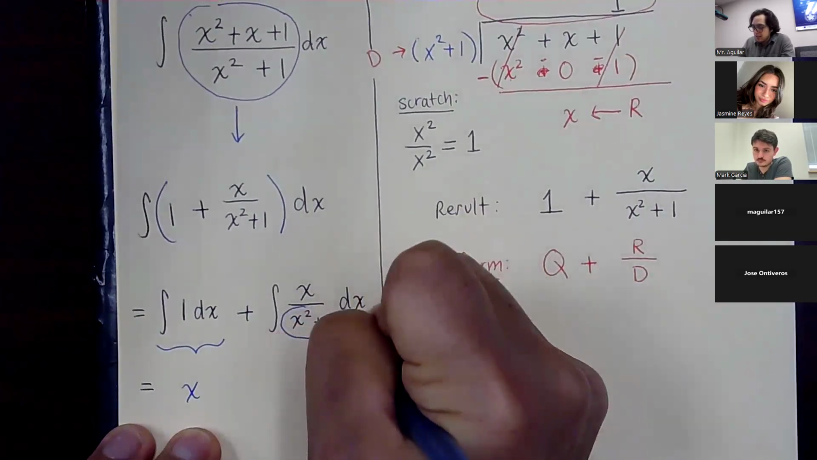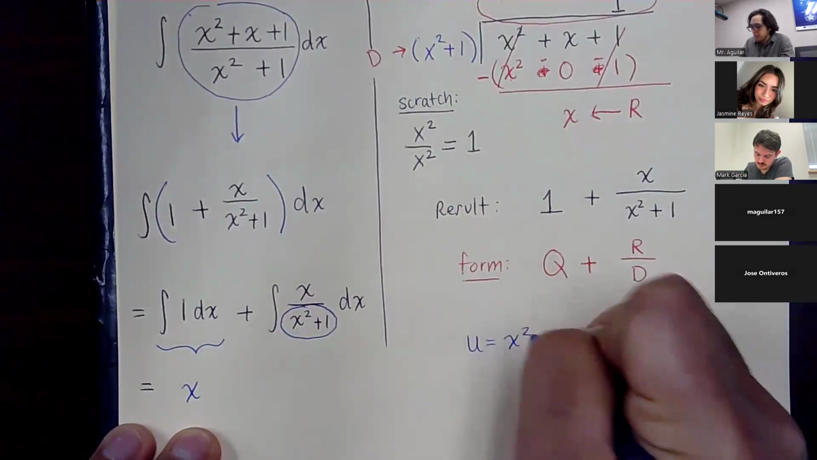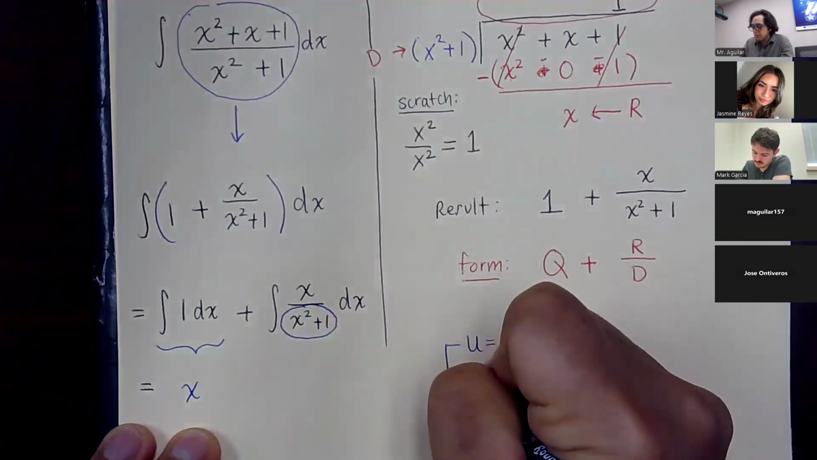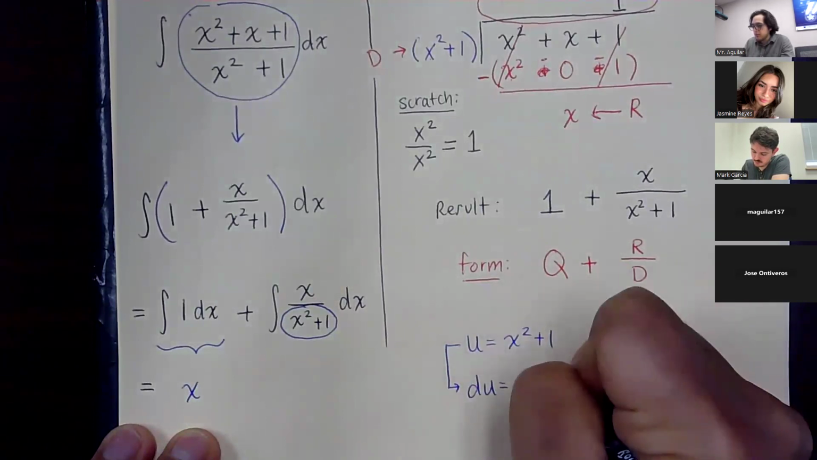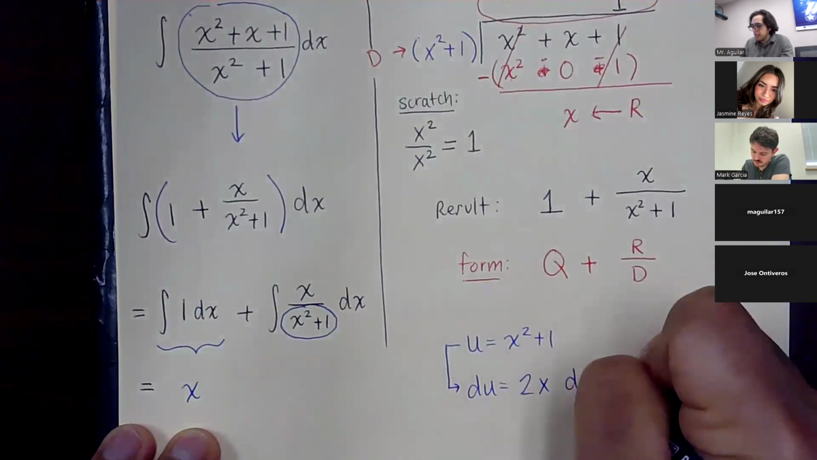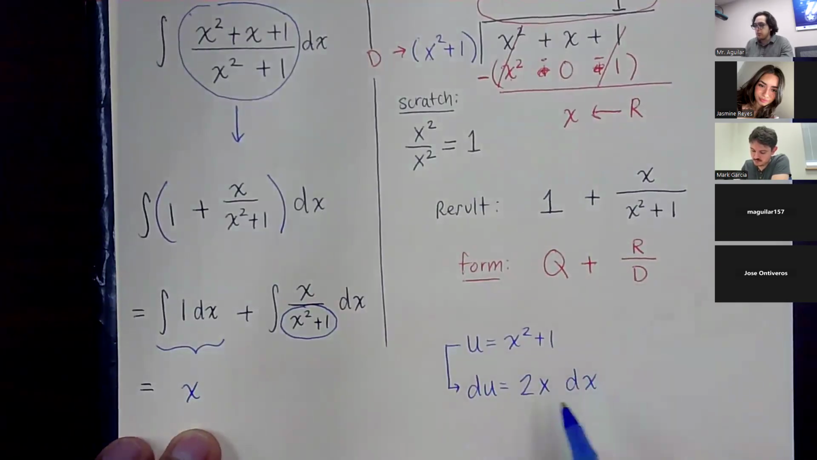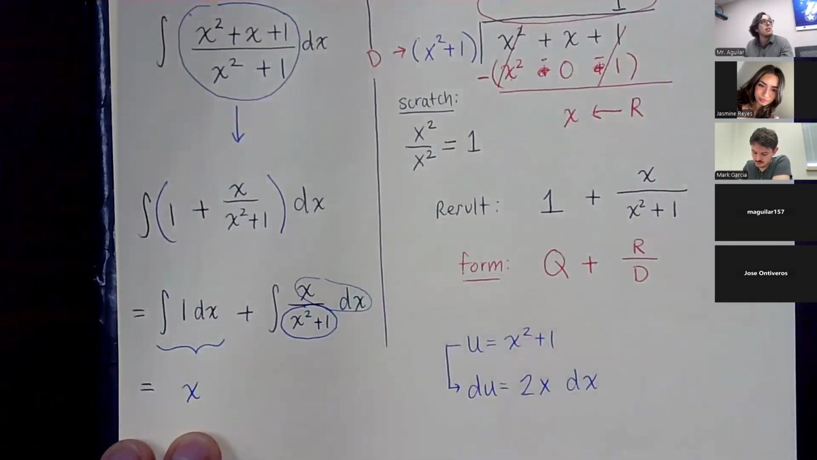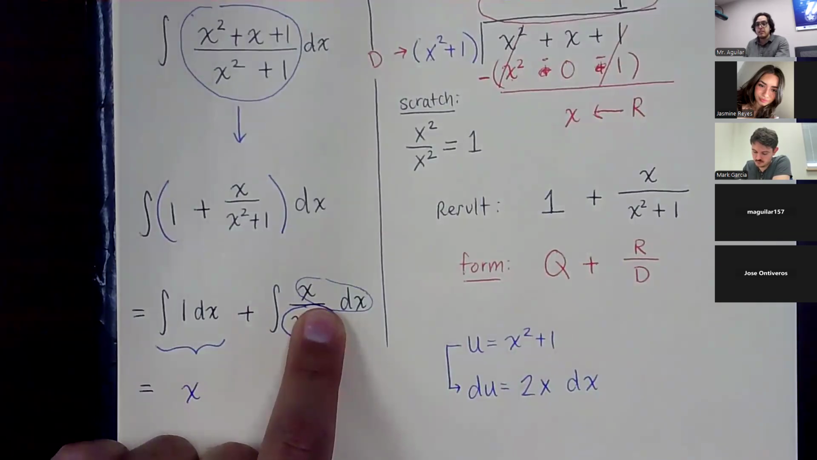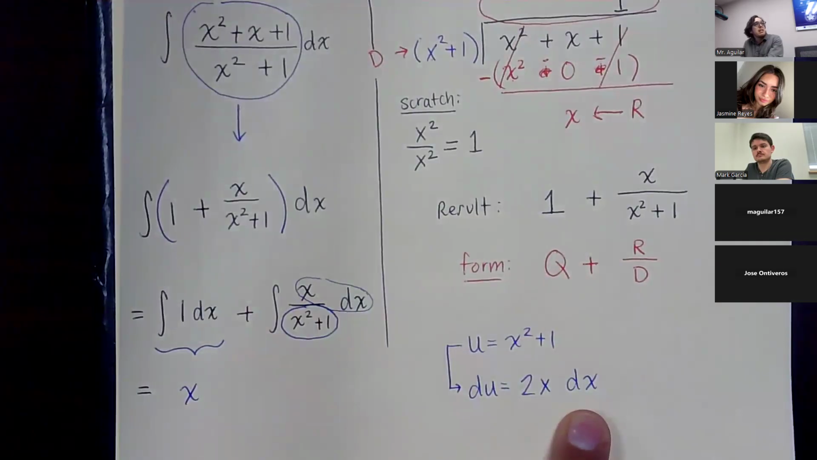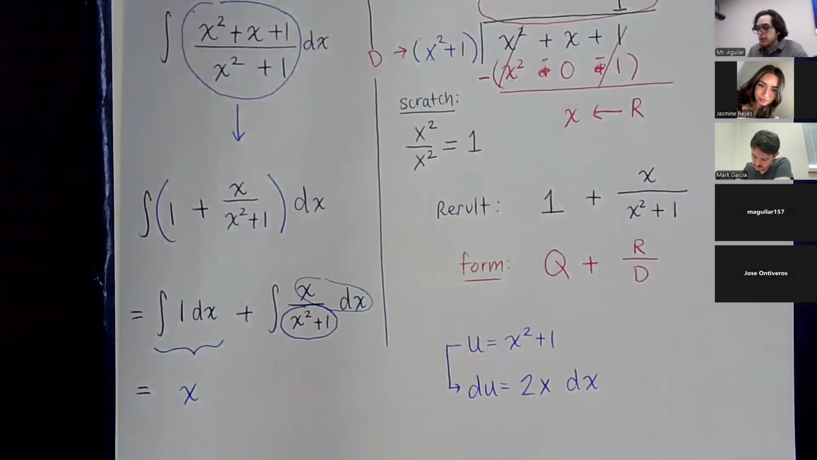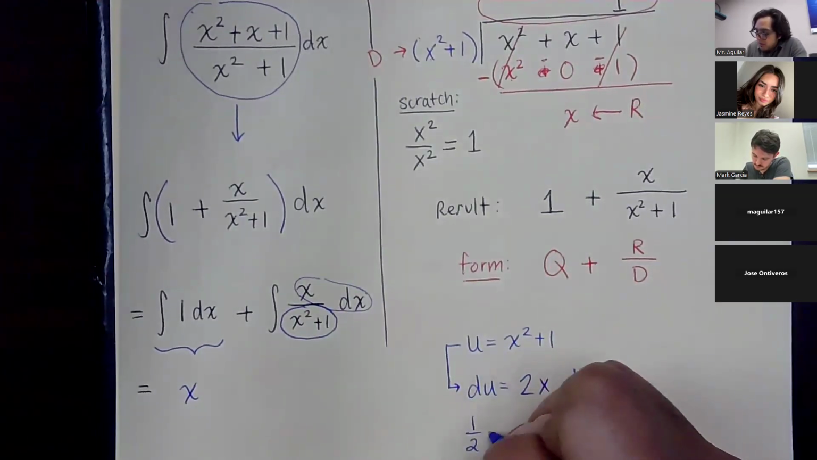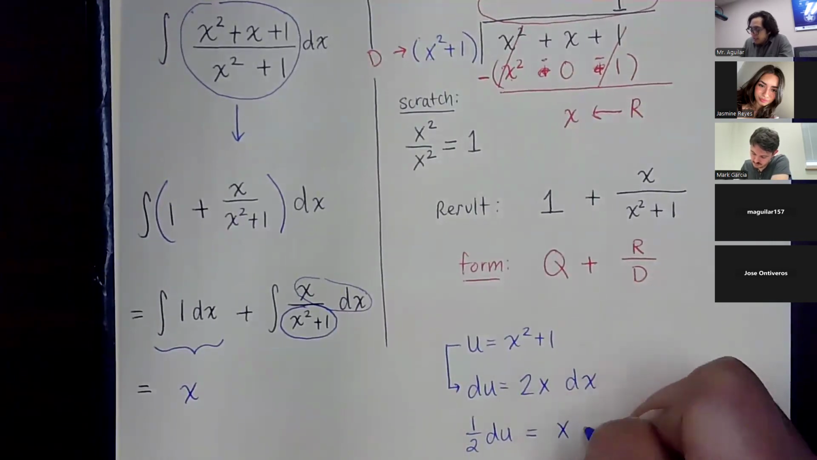So we'll call the denominator u, u is equal to x squared plus 1. Du is equal to 2x dx. And we really want to replace this x dx, right? This x dx wants to be replaced. It wants it so badly, right? But we have a 2x dx. So we just need to divide the 2 over to the other side. Okay. So if we do that, we'll get 1/2 du is equal to x dx.